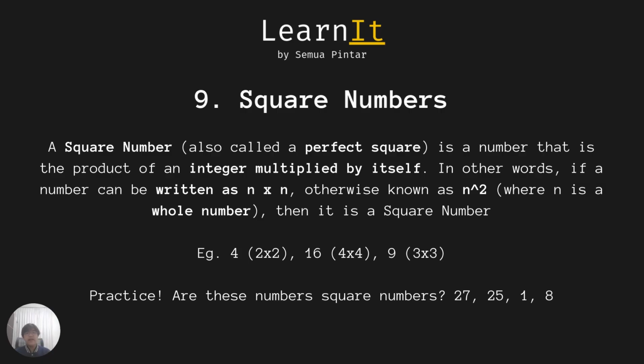25, however, is a square number, as we can express 25 as 5 times 5. 1 is also a square number, as we can express 1 as 1 times 1. But 8, however, is not a square number, because we cannot express 8 as n times n.